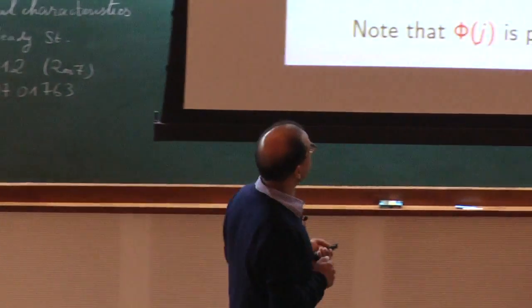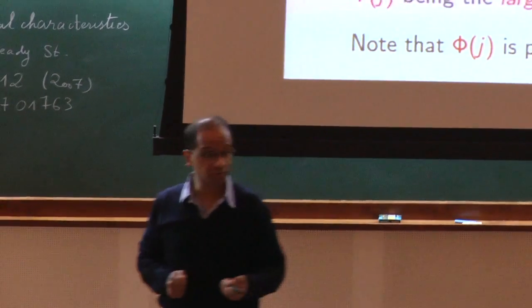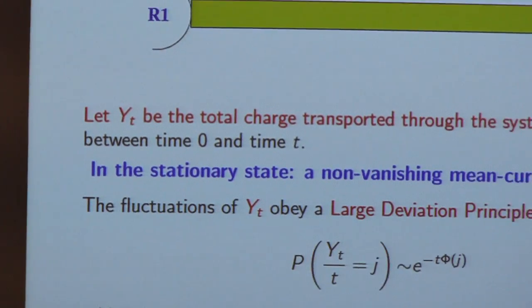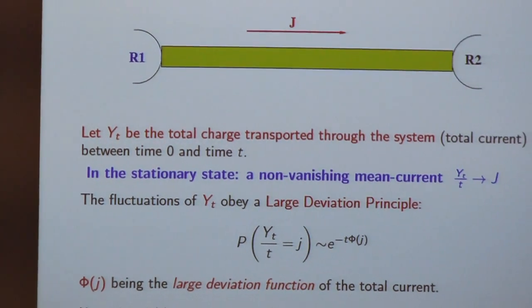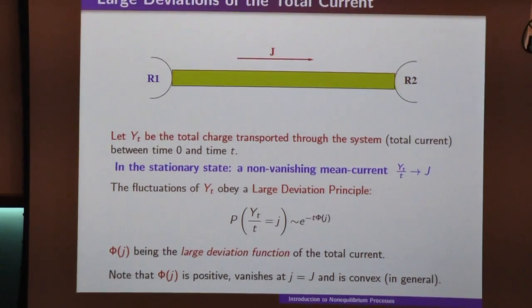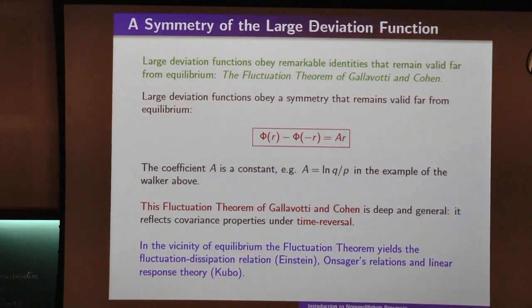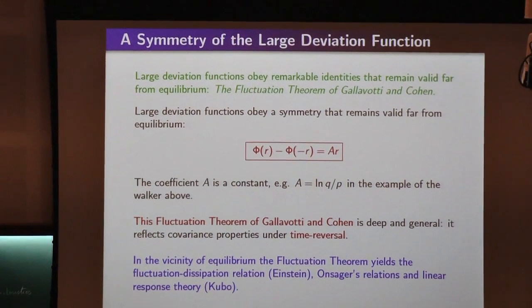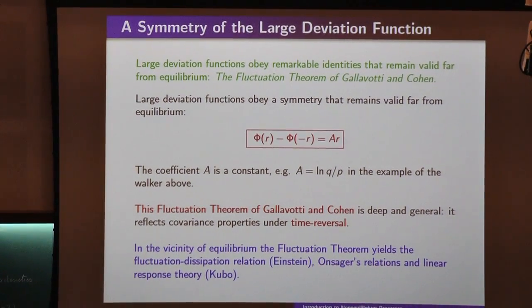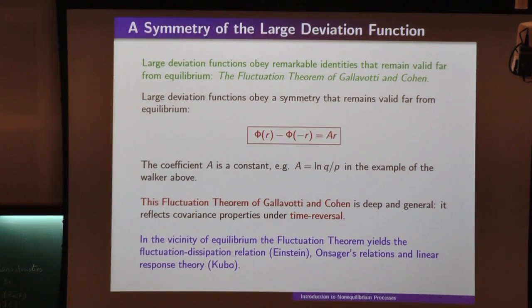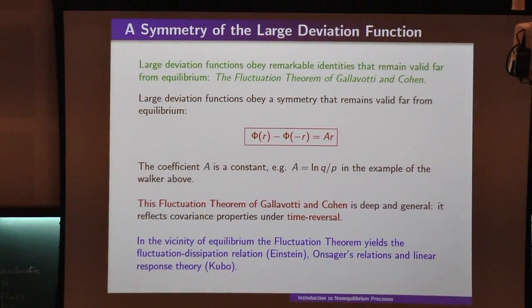Okay, so let's continue. Yesterday I argued that large deviation functions are important because, in equilibrium, they can in fact be identified to thermodynamic potentials. Another reason why these large deviation functions are important is because of this Gallavotti-Cohen identity, equality, relation, theorem. And again, this is a very general principle.